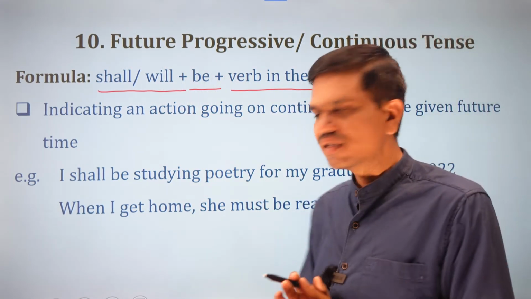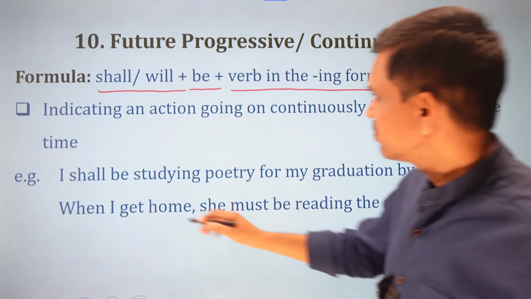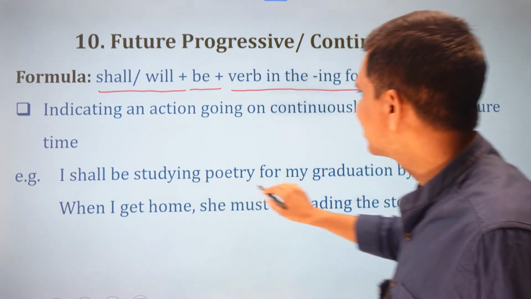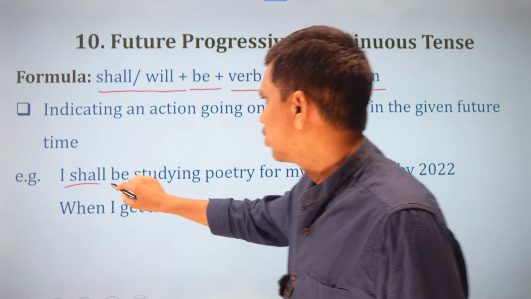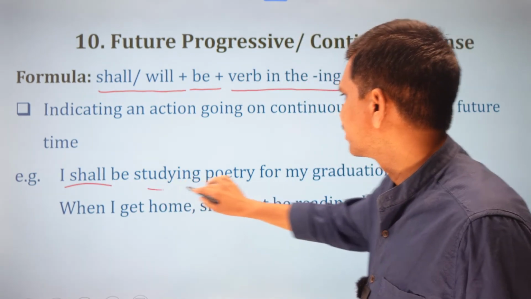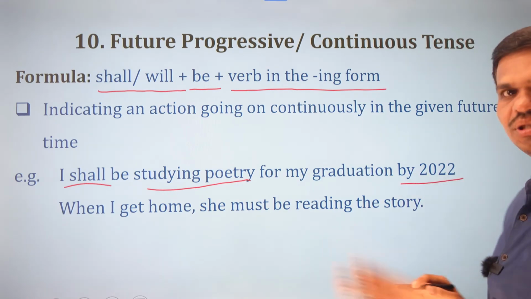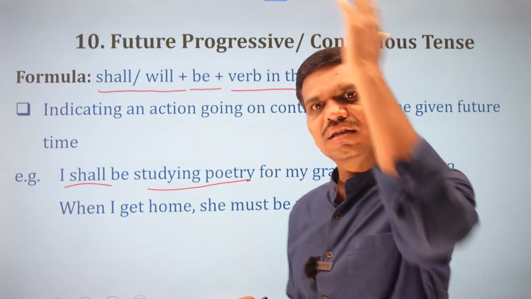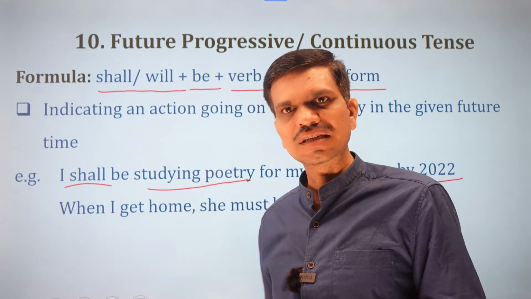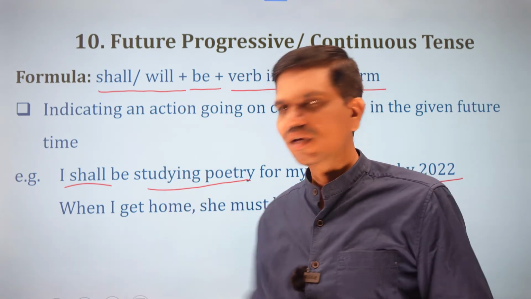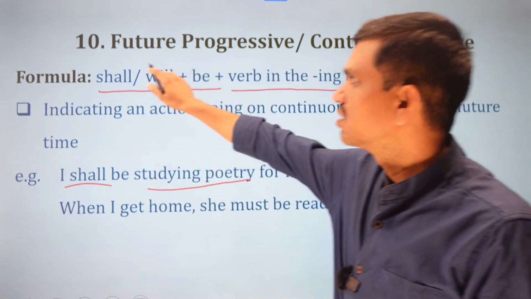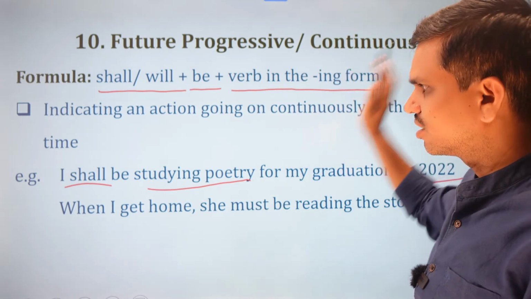What are you expressing here? You are just telling that I shall be studying poetry, right? Studying poetry. When? By 2022. It means you are just predicting the future, or you are just expressing what you want to do in the future through this tense, future progressive or continuous tense.